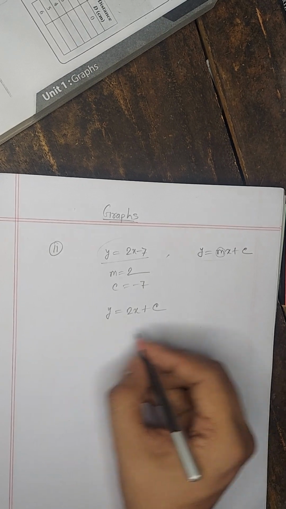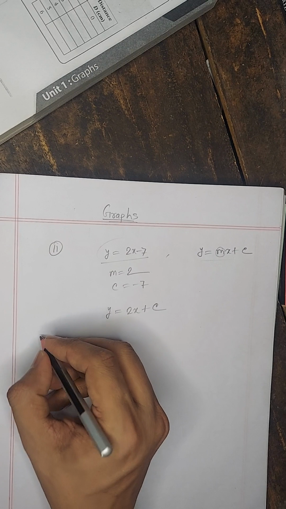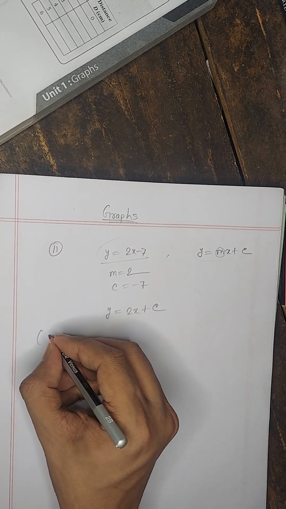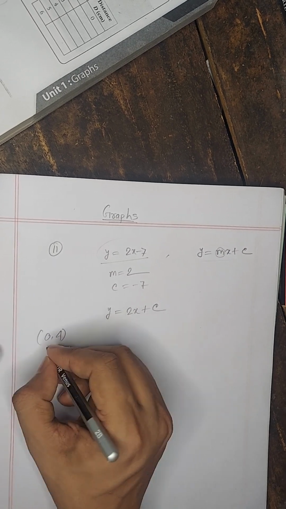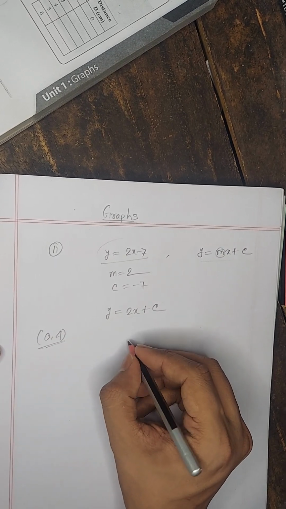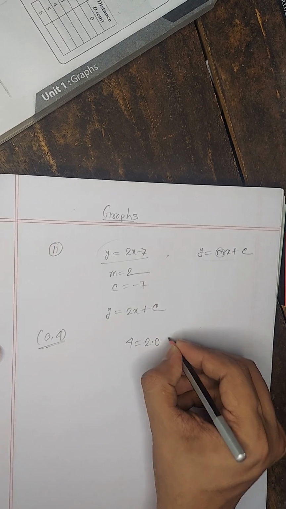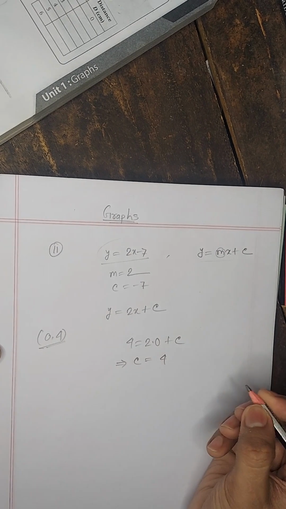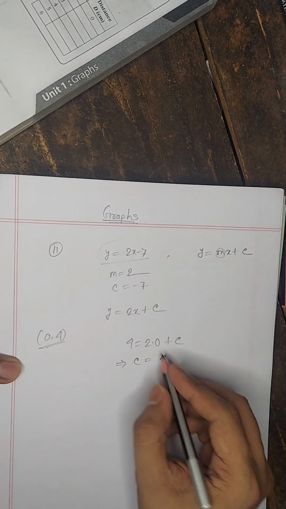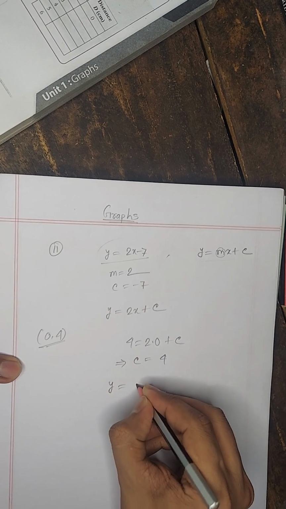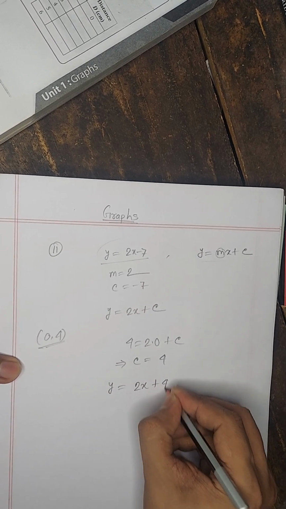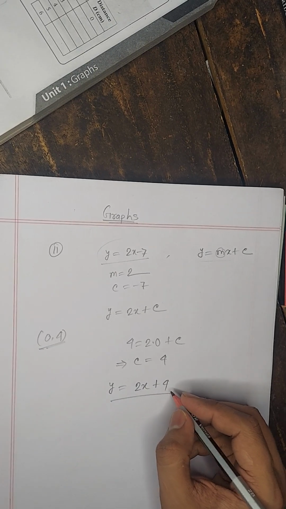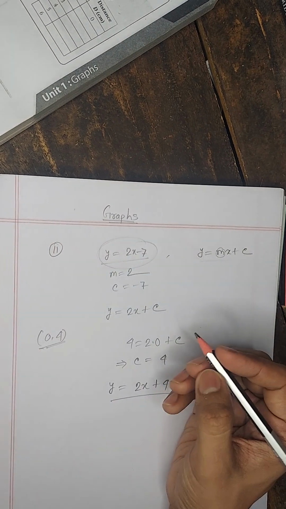Now we are given that it passes through the point 0, 4. So if we substitute this value in this equation, we get 4 is equal to 2 times 0 plus c. That implies c is equal to 4. Again, if we substitute the value of c in this equation, we get y equal to 2x plus 4. So this is our required line parallel to this line.